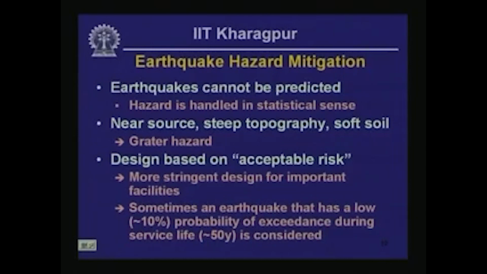So in order to accomplish this, design is sometimes carried out for an earthquake that has a low probability of exceedance. By low, what I mean is typically a number of 10% is considered internationally as a low probability of exceedance during the service life, say 50 years, of the structure. So that is the design strategy for earthquake loads, or in order to mitigate. This is the strategy that is considered for mitigating earthquake hazards.